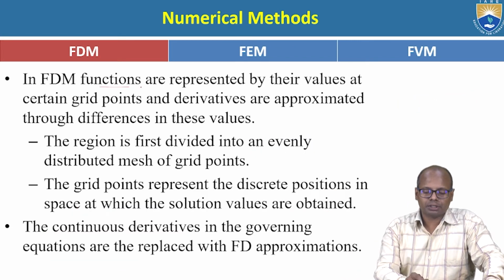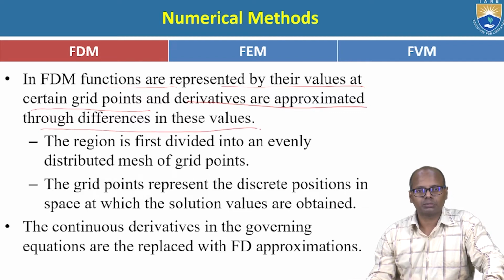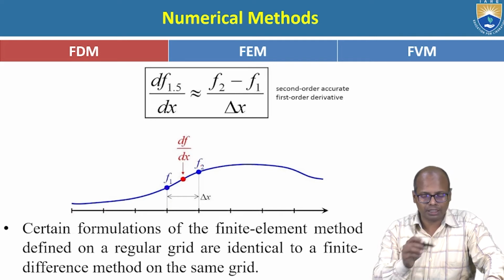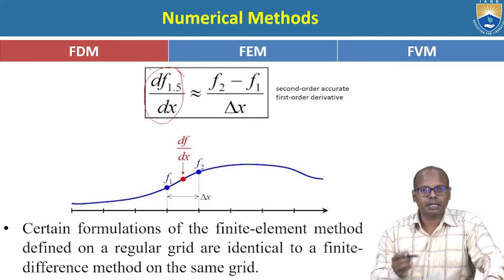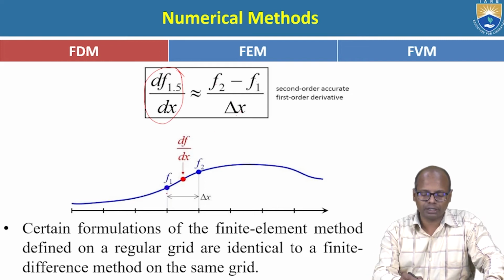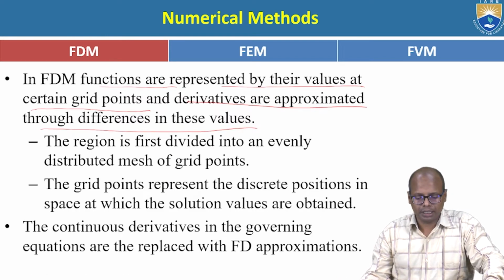Now in FDM, functions are represented by their values at certain grid points and derivatives are approximated through differences in these values. So what is the meaning of that? You can see an example here. These are the node points. This function is represented in the form of differences: f2 minus f1 by delta x. So the partial derivative is replaced by the difference. This is the way you use the FDM.